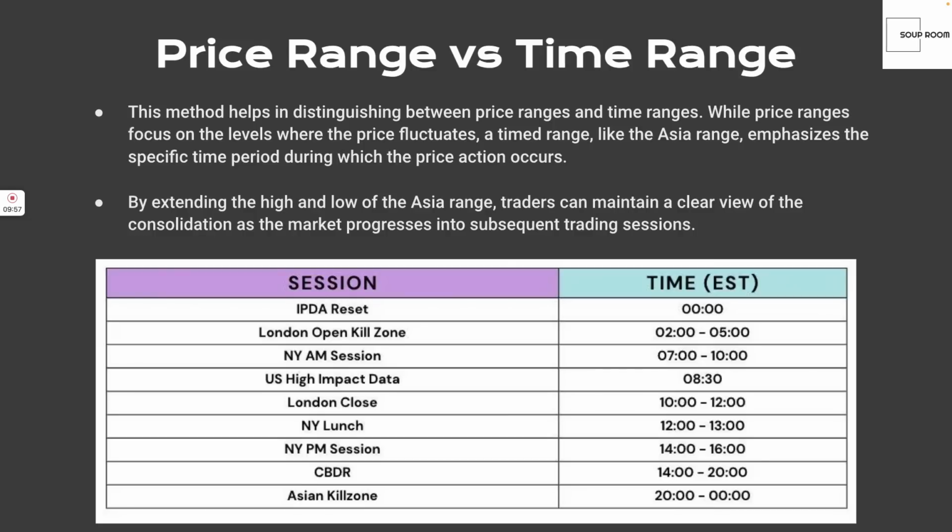Very simple. By extending the high and low of the Asian range, traders can maintain a clear view of the consolidation as the market progresses into the subsequent trading sessions, so specifically the London Open Kill Zone. This is directly from Lumi Trades. It is absolutely correct. These are all timed ranges, right? So we got the London Open Kill Zone, the New York AM session, we have the London close, we have New York lunch, we have the CBDR, central bank dealing range, and the Asian kill zone.